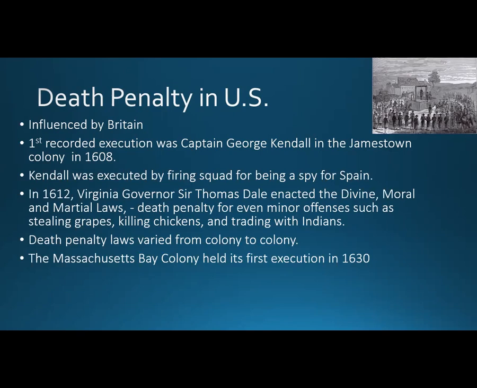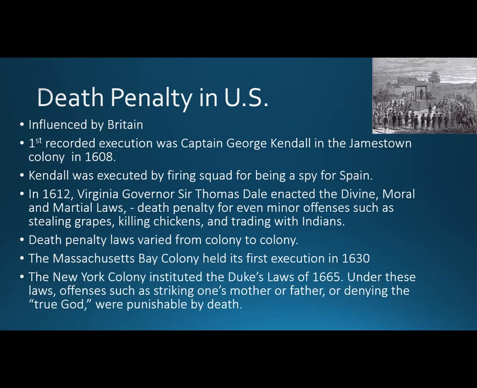The Massachusetts Bay Colony, if I go up north from Virginia, had its first execution in 1630. And then New York, Duke's Law in 1665, under these laws, offenses such as striking one's mother or father or denying a true God were punishable by death. A little easier on kids these days.